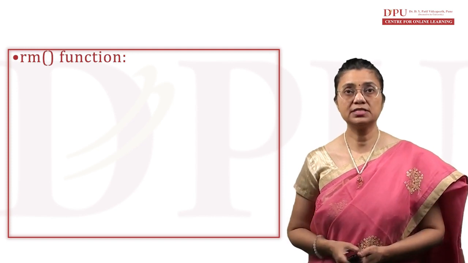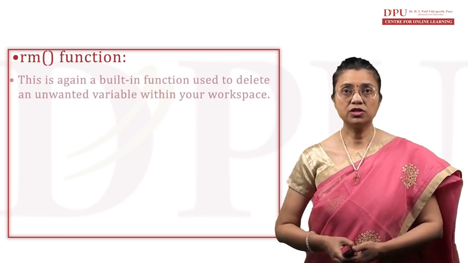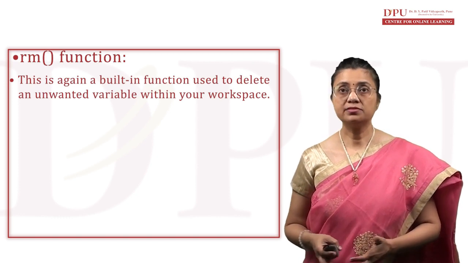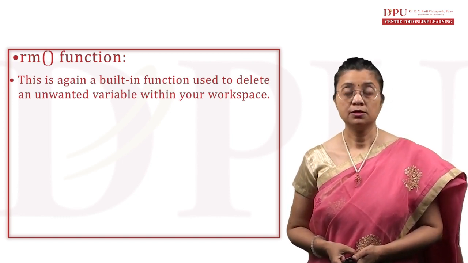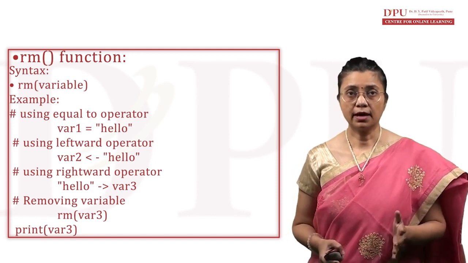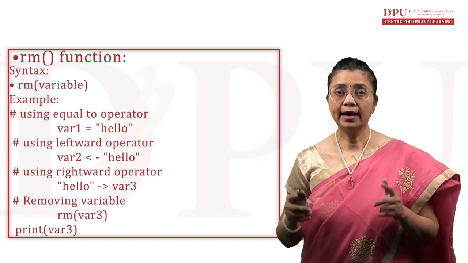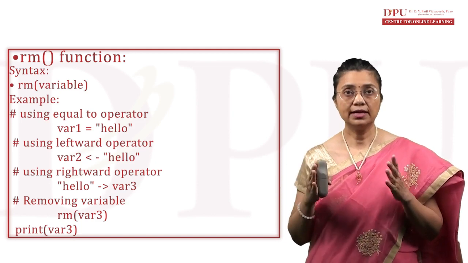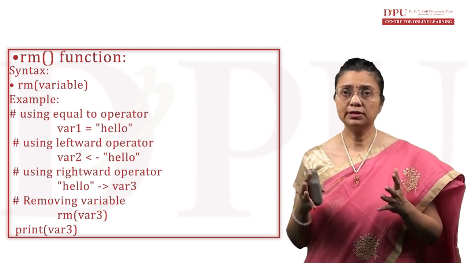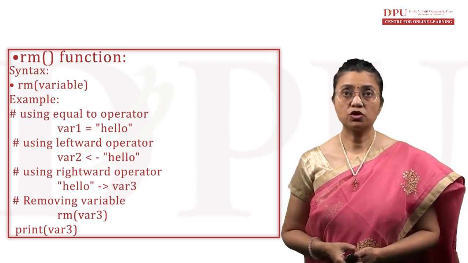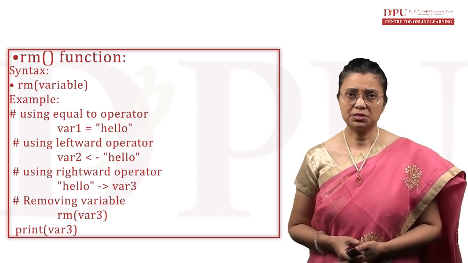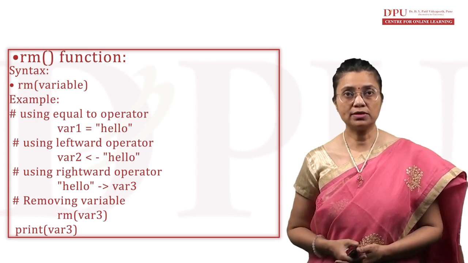Next important function is the rm function. This function is a built-in function and is used to delete an unwanted variable within our workspace. So mainly the syntax is rm, which stands for remove, and within the parenthesis we write the variable name. Whatever variable name we write, that variable is erased or deleted from the workspace. That is to clear the storage.